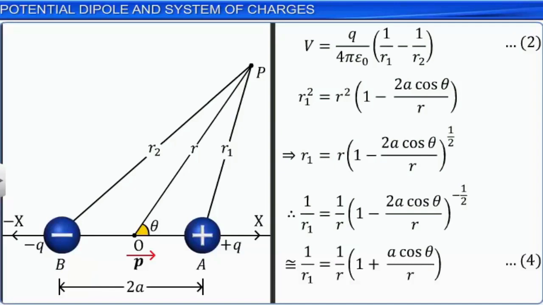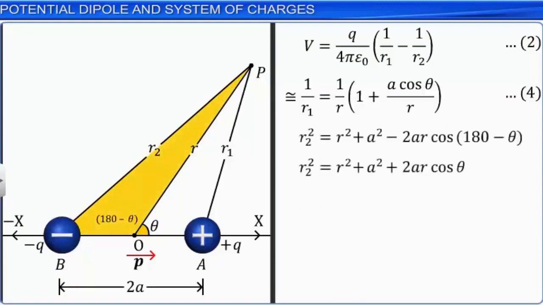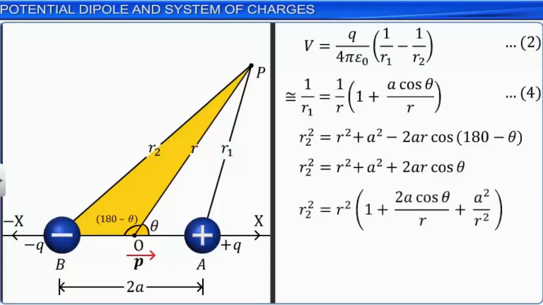Similarly, using the cosine rule for triangle PBO, we have R2 square is equal to R square plus A square plus 2AR cos theta. This can be written as R2 square equal to R square into 1 plus 2A cos theta by R plus A square by R square. Let this be equation 5.